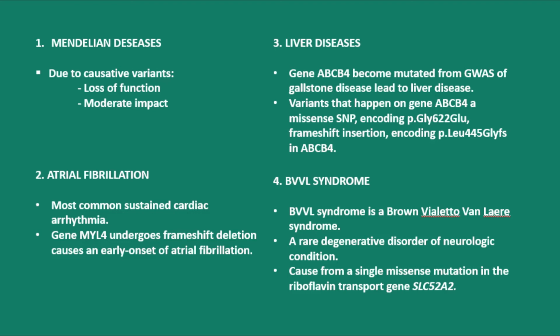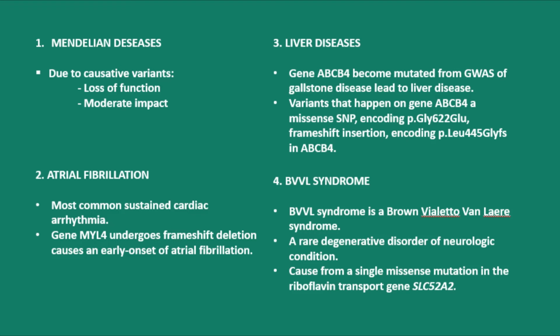3rd. Liver disease. The gene ABCB4 becomes mutated, from GWAS of gallstone disease leading to liver disease. Variants that happen on gene ABCB4 are a missense SNP encoding P-glycine 622 glutamic acid, and a frameshift insertion encoding P-leucine 445 glycine in ABCB4.